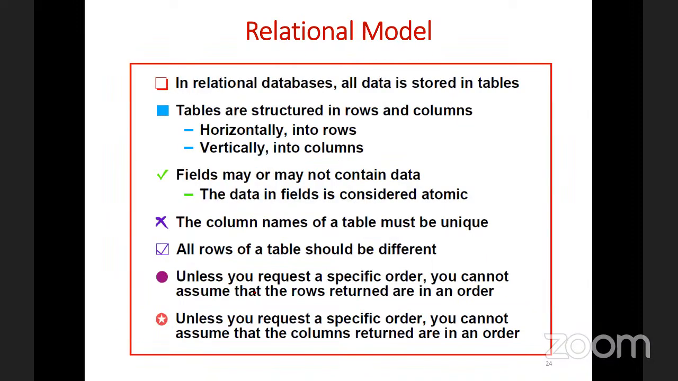So if I summarize this relational model, basically in relational databases, all data is stored in tables, right? Tables are structured in rows and columns. Horizontally, we call them rows; vertically, we call them columns, right? And remember that fields may or may not contain data, and data in a field is considered atomic. This is one of the very important requirements: the data should be atomic.